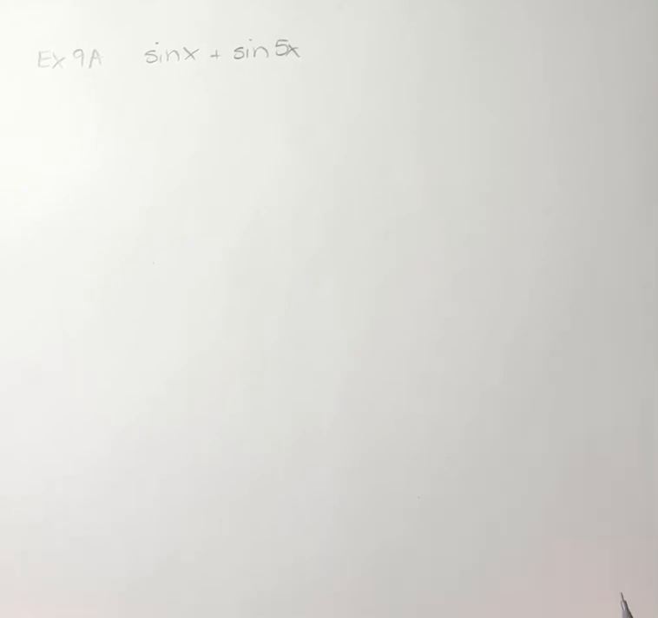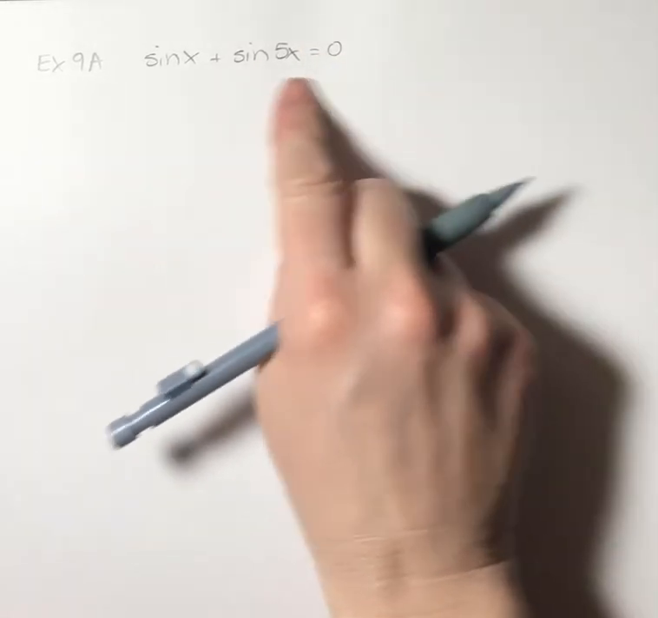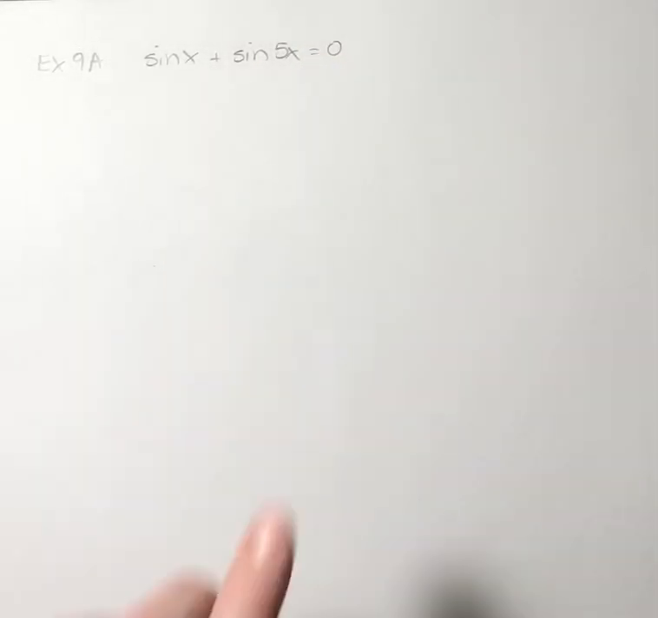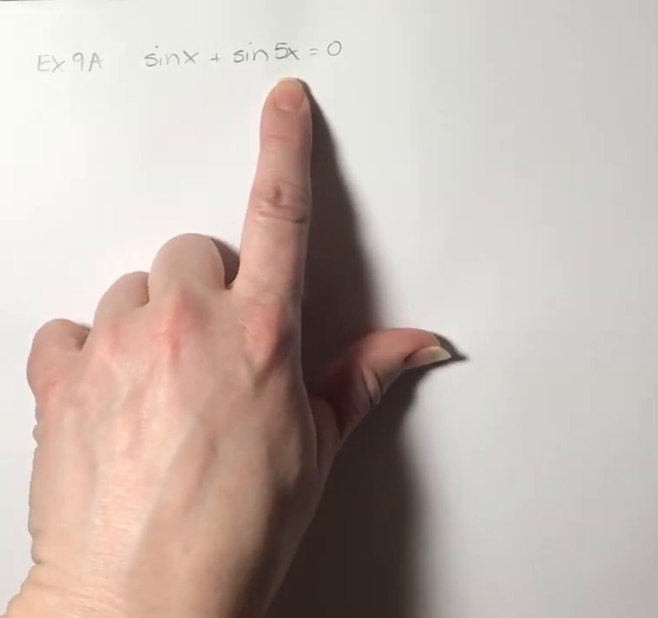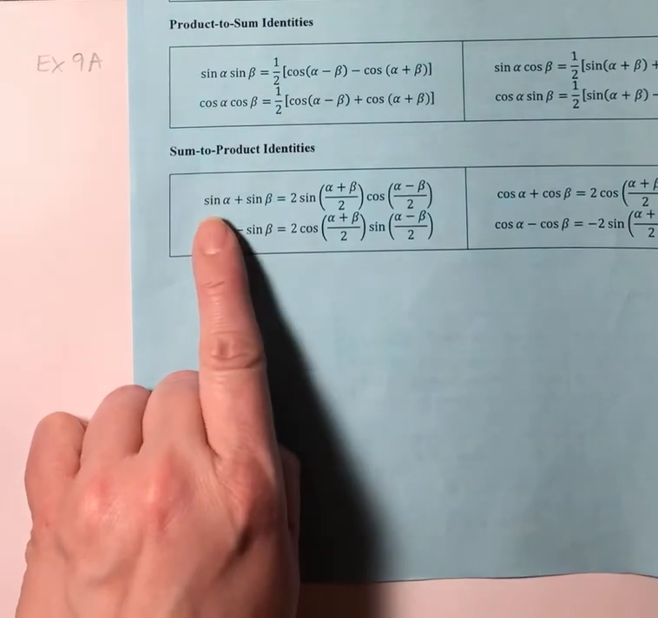All right, finally on to example 9. I have an equation that I'm solving. They did not specify the region, so I'm going to have to find all of my solutions. Sine of x, sine of 5x. I'm adding them, so I'm going to have to use this identity, sine plus sine.